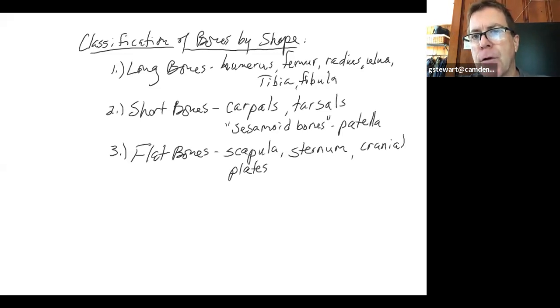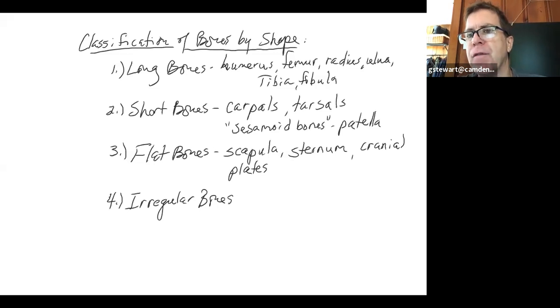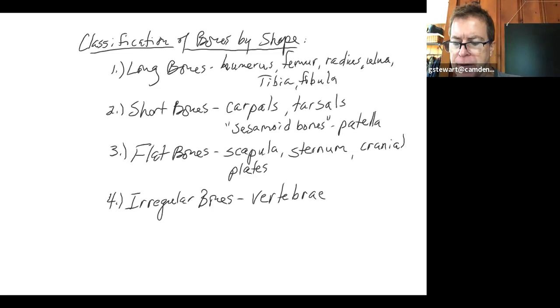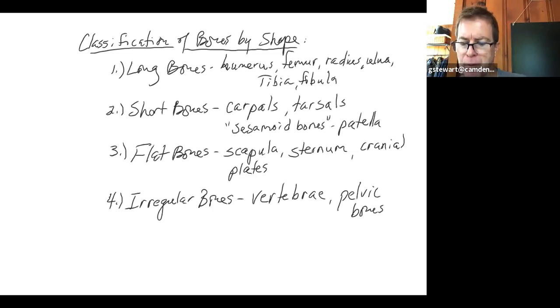And finally, the last category is pretty much anything that doesn't fall into category 1, 2, or 3. We call irregular bones. Some classic examples of these would be the vertebrae, they're kind of funky shaped with all of their spines coming off of them, and also the pelvic bones. The ilium, ischium, and pubis are considered irregularly shaped bones. Not going to spend any more time with this. This is just based on what they look like, an anatomical classification.